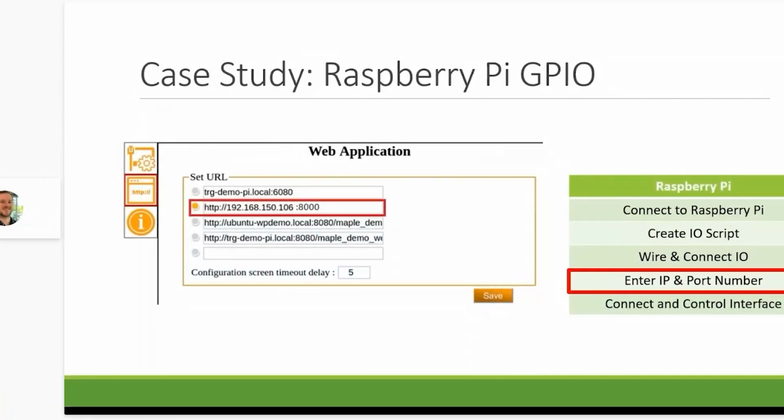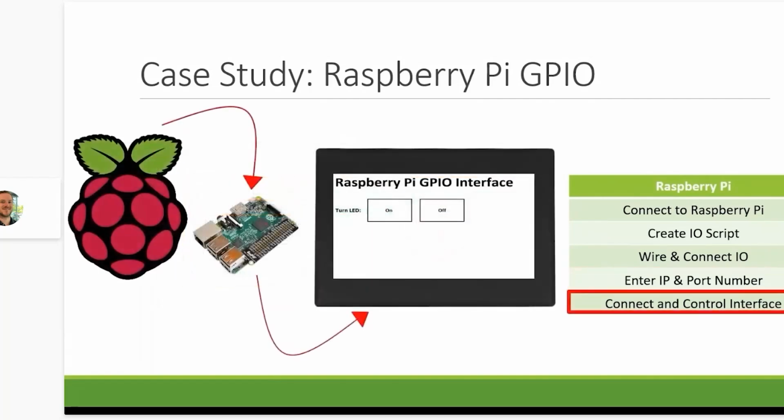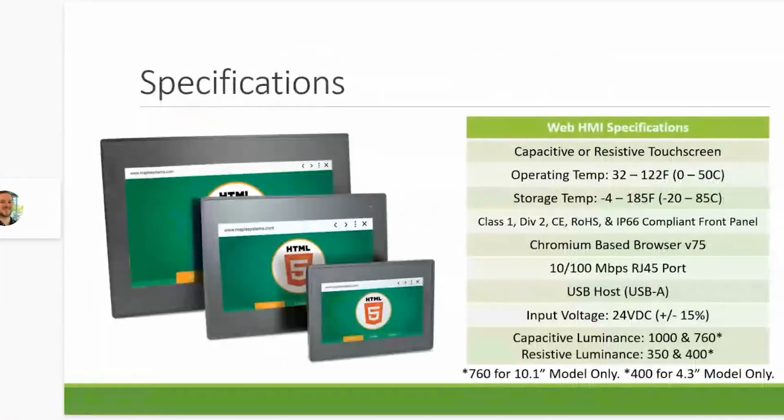In this example, the IP address is 192.168.150.106. And the port number is 8000, which were both previously set up in the script within the SSH of the Raspberry Pi. Once connected via IP address and port number through the web HMI, you can now control the GPIO of the Raspberry Pi through the simple interface designed within the script previously.